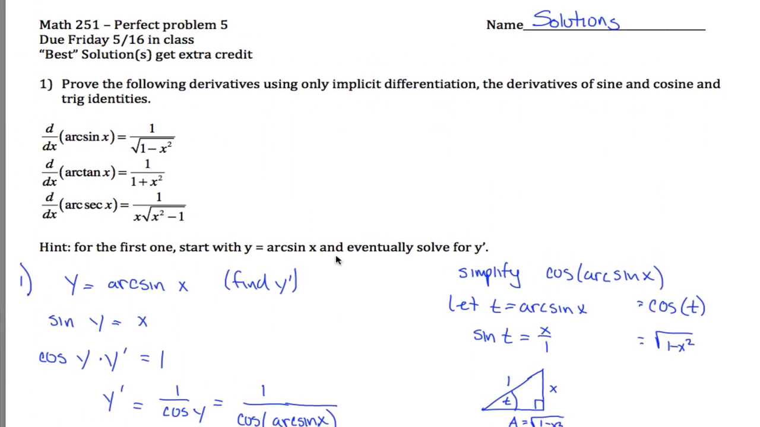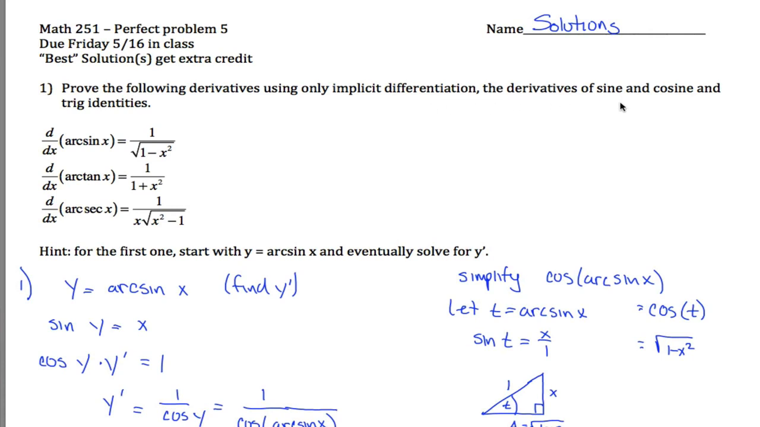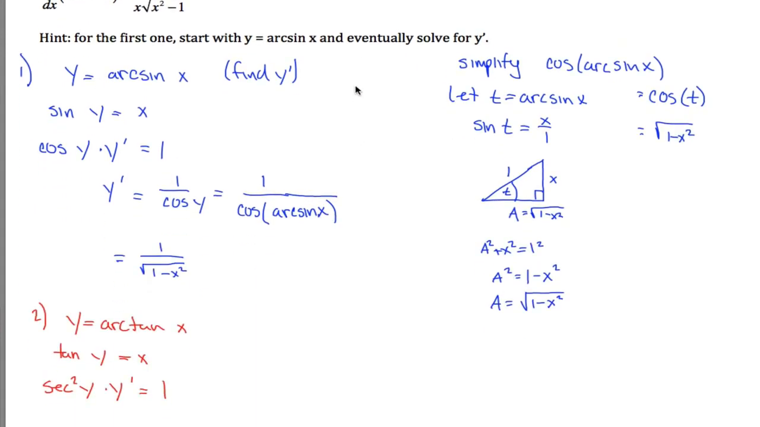I know up here I said use only the derivatives of sine and cosine. I want to change that. Use only the derivatives of trig functions. You don't have to break tangent up into sine over cosine and use the quotient rule. It's easier to do it this way.